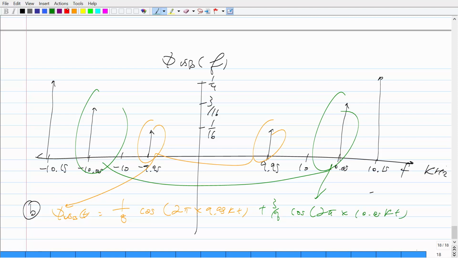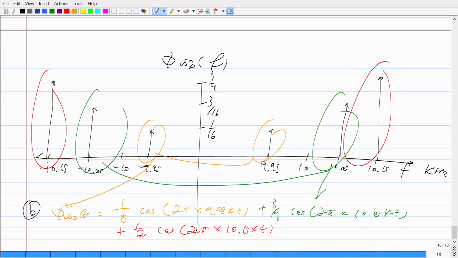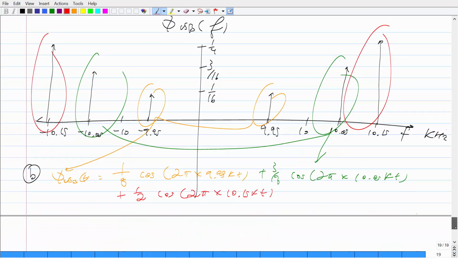And then finally, you have these guys over here. It's 1 over 4, but you have to scale by 2 to get rid of that factor of 2 when you do the transform. So you get plus 1/2 cosine 2 pi times 10.15k. And then you're done. So that's part B.